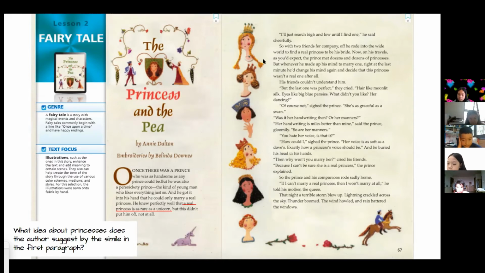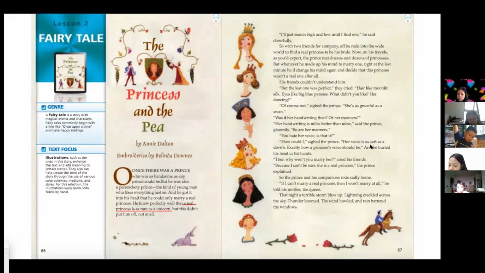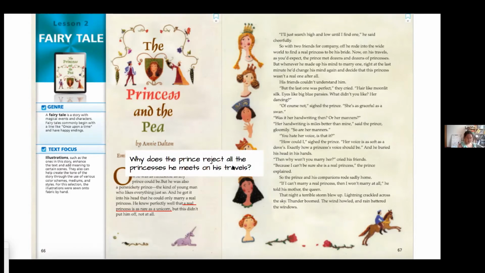How could I, sighed the prince. Her voice is as soft as a dove's, exactly how a princess's voice should be. And he buried his head into his hands. Then why won't you marry her? Cried his friends. Because I can't be sure she is a real princess, the prince explained. So the prince and his companions rode sadly home. If I can't marry a real princess, then I won't marry at all, he told his mother, the queen. That night, a terrible storm blew up. Lightning crackled across the sky, thunder boomed, the wind howled, and rain battered the windows.